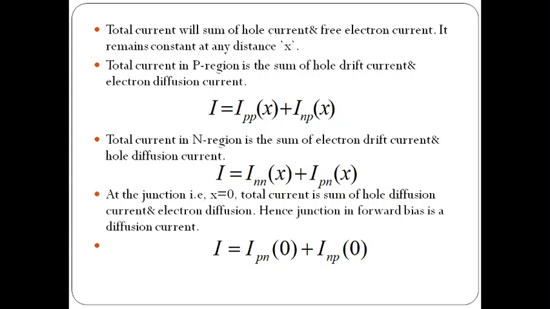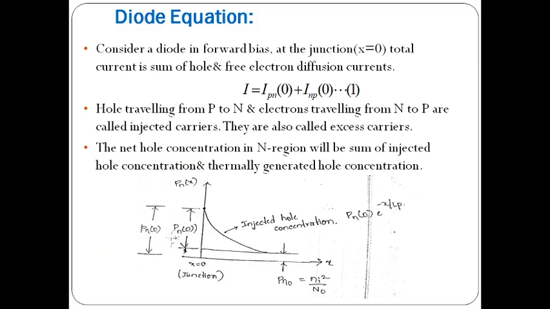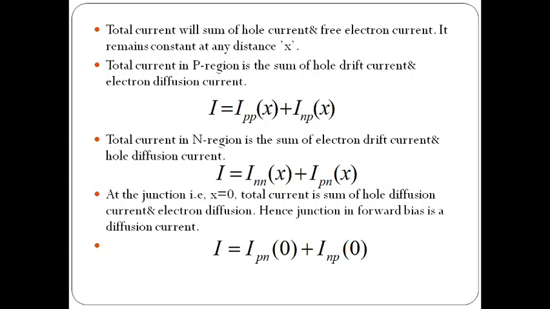Current in the diode is nothing but the sum of hole current and free electron current. It remains constant at any point x. The diode current is nothing but the sum of hole current and free electron current at any point x. Total current in the P region is the sum of hole drift current and electron diffusion current.